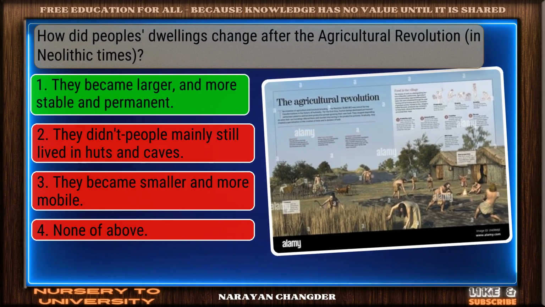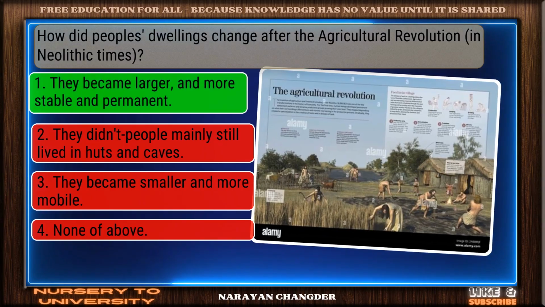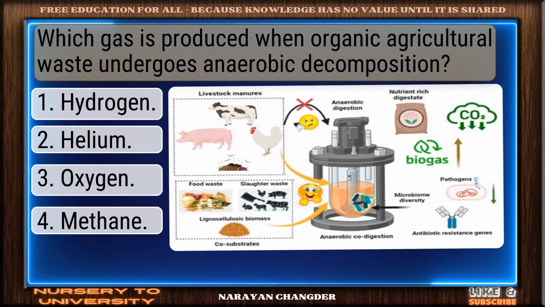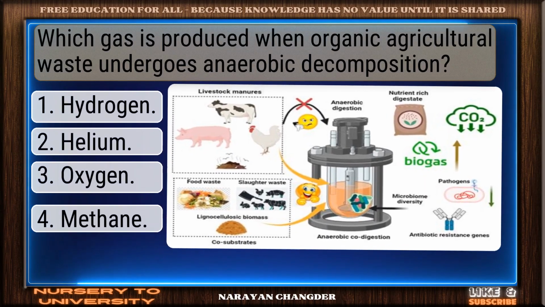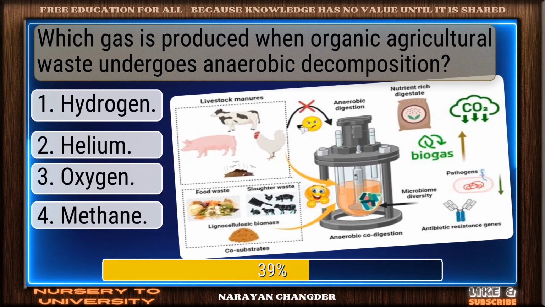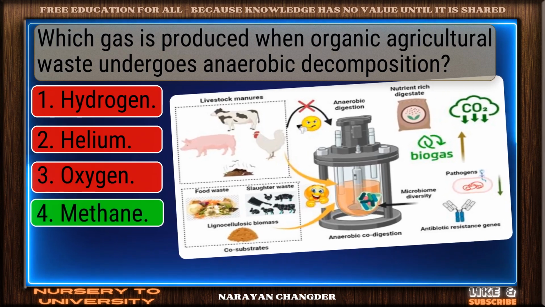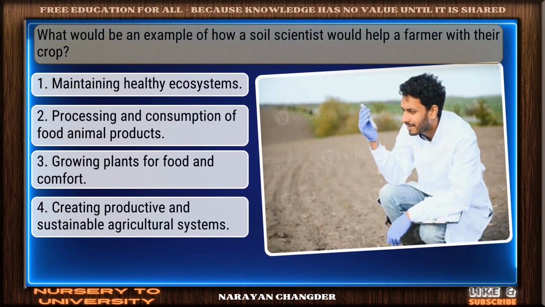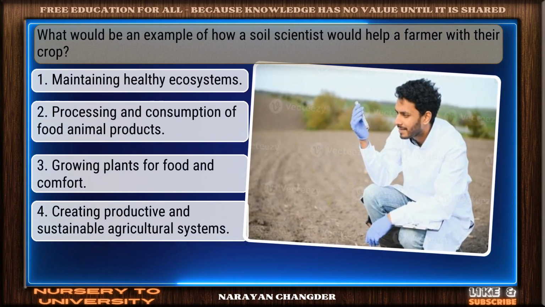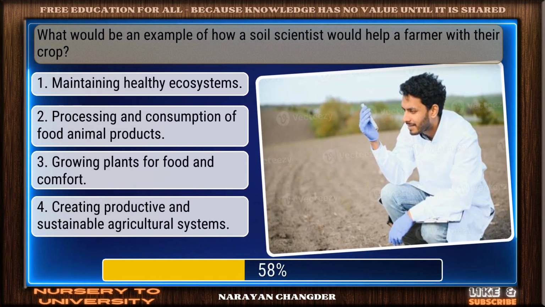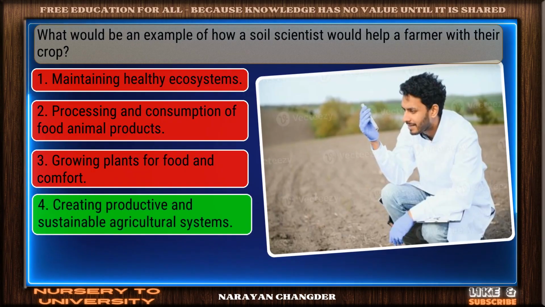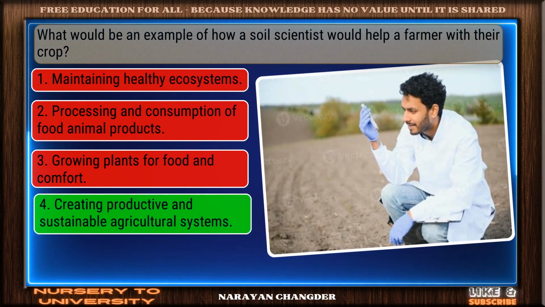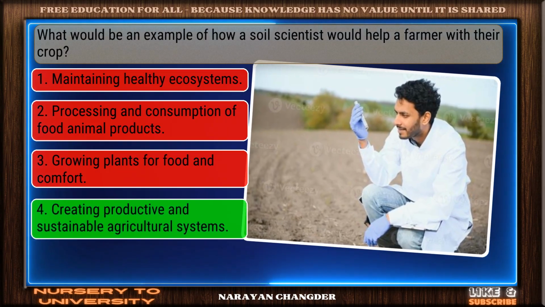Nice work. You chose they became larger and more stable and permanent, and it is correct. Which gas is produced when organic agricultural waste undergoes anaerobic decomposition? Strong choice. Methane is the right answer. What would be an example of how a soil scientist would help a farmer with their crop? Well reasoned. Creating productive and sustainable agricultural systems is the correct choice.